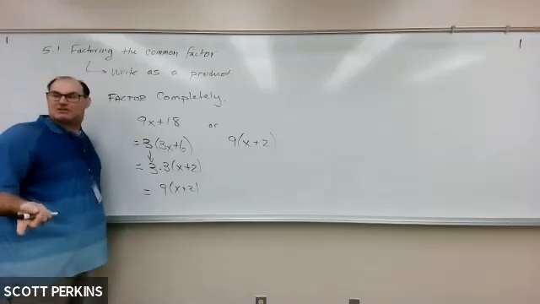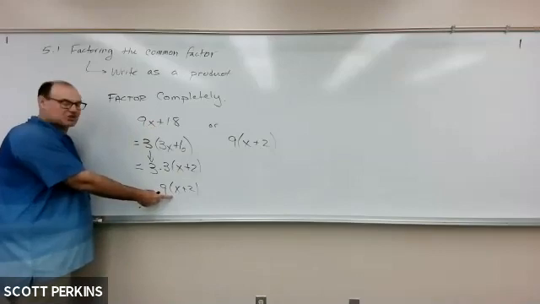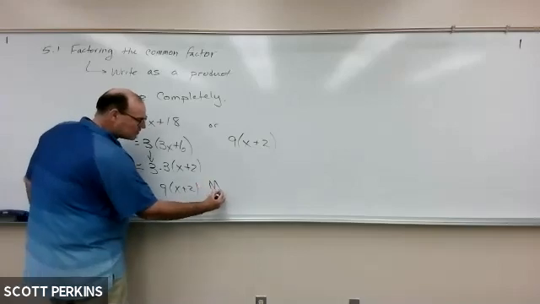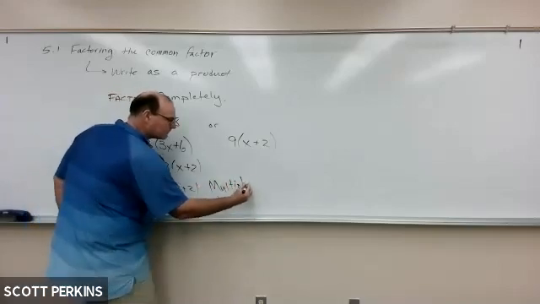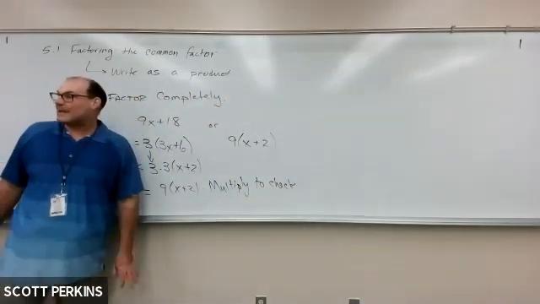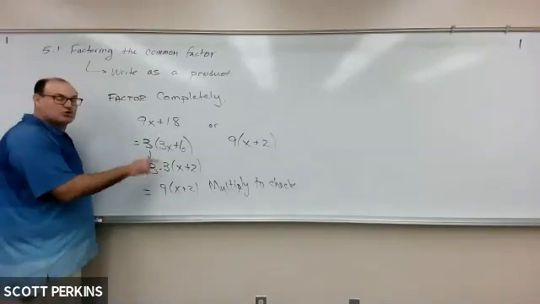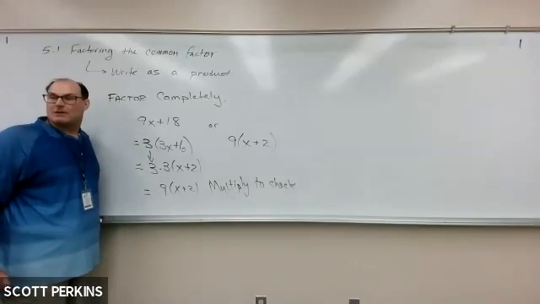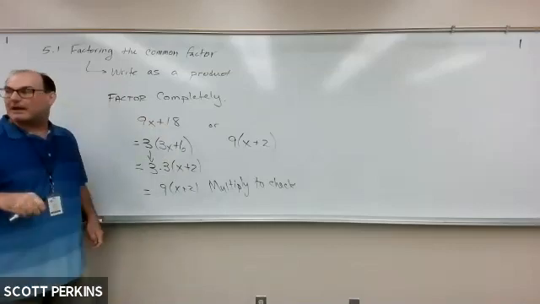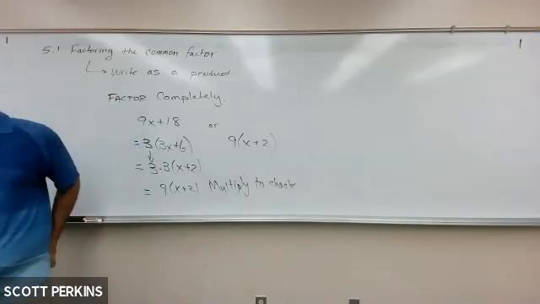The way to check your answer, since we have factored, we've unmultiplied, is you can redistribute. Okay, so the check is you can multiply this. So the nice thing is on this test that you're going to take, whenever, I've got to look at the calendar, you should leave knowing you've got everything right. Okay, because you can multiply. 9 times x is 9x, 9 times 2 is 18. Good, we got it.